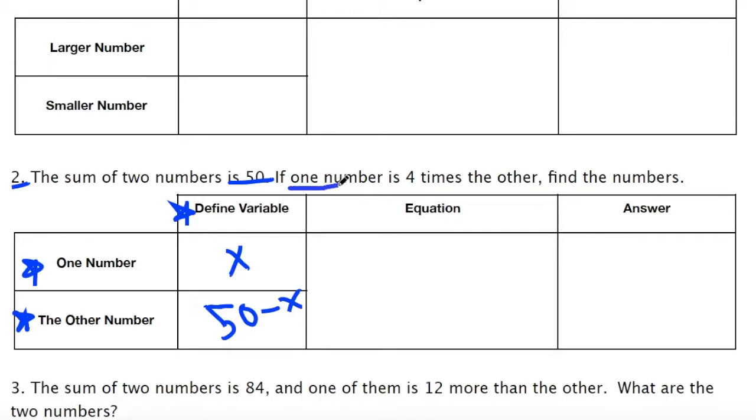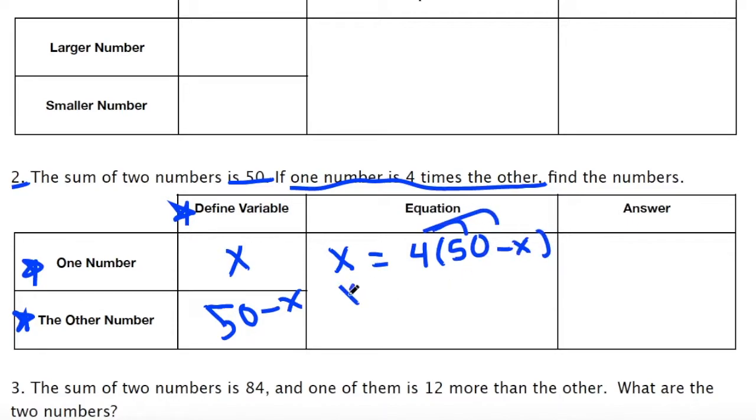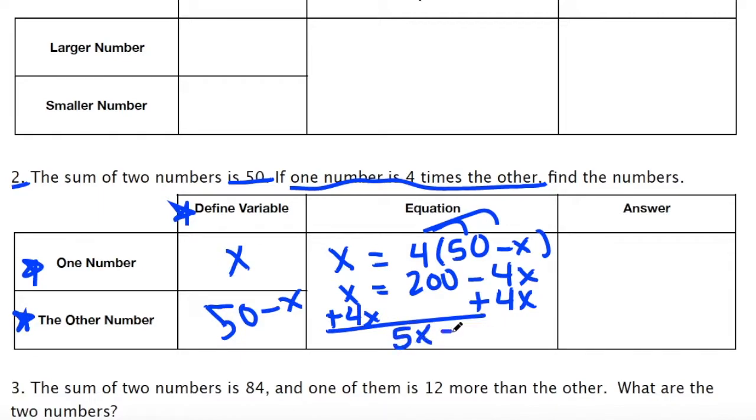It says if one number is 4 times the other, find the numbers. So we're going to say one number is equal to 4 times the other, so 4 parentheses 50 minus x. And so we can distribute and get x equals 200 minus 4x. Then we can get the variables on the same side, add 4x to both sides, and we get 5x equals 200. You can go from there to find the two numbers.